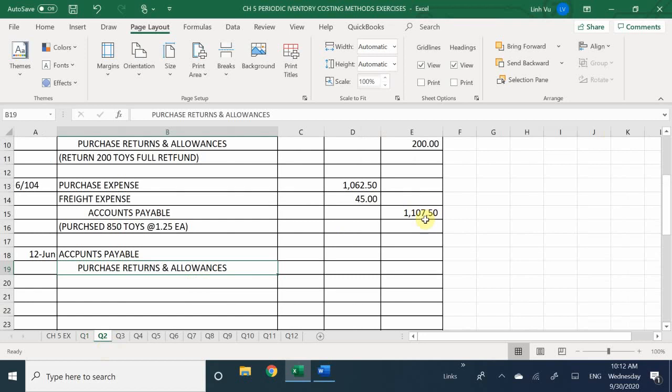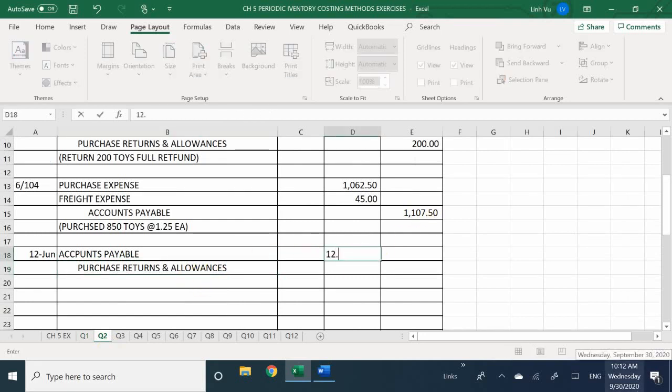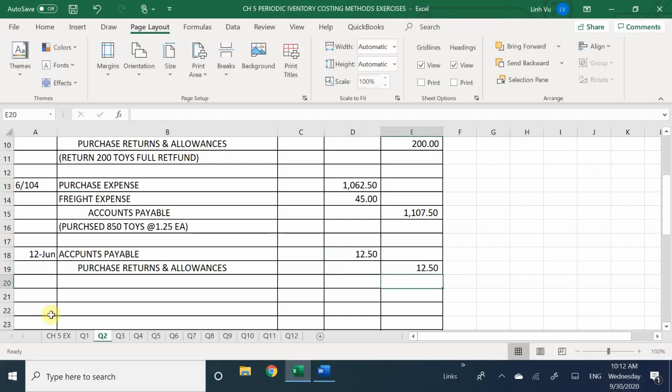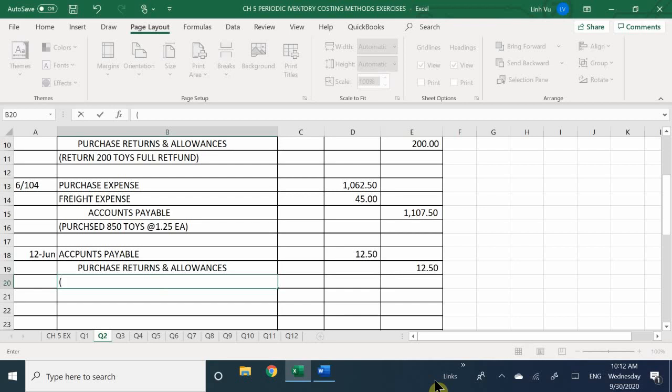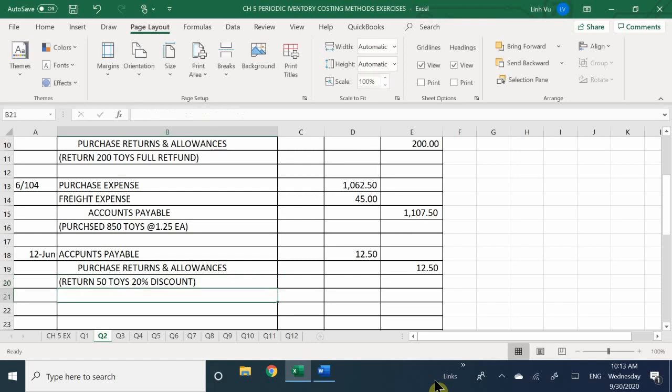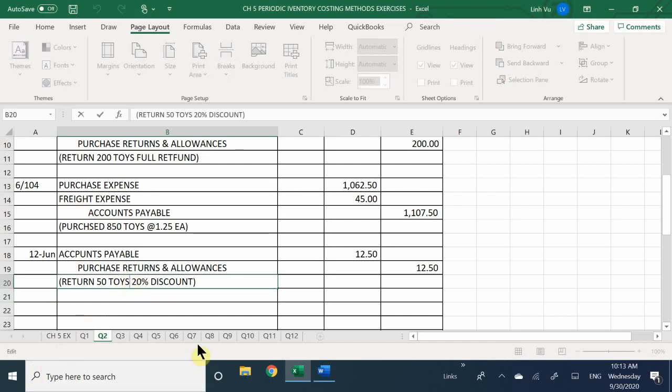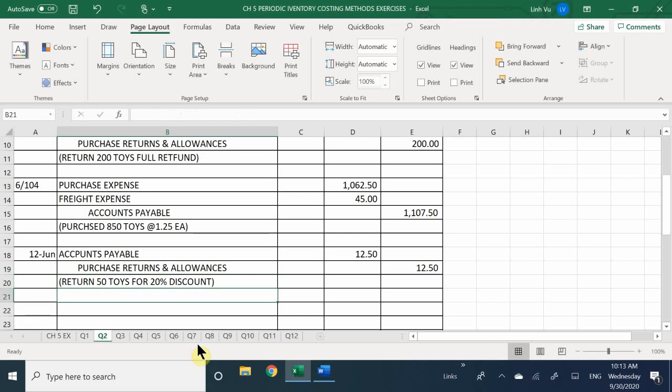So I'm going to go into my journal, and I'm going to recognize that I should be getting $12.50 back from the vendor for the 20% discount off of my items. So in this case, I'm going to write return 50 toys, 20% discount. Okay, so this is telling me that I've attempted to return 50, but I actually got a 20% discount anyways. So return 50 toys. I'll be a little bit more specific: return 50 toys for 20% discount. Okay, so now our journal is complete.